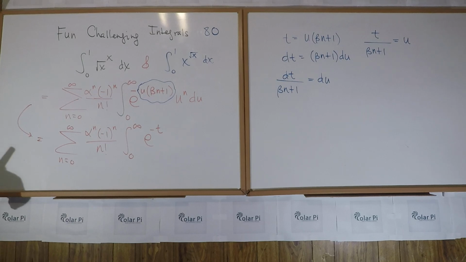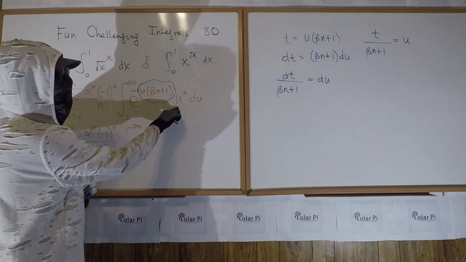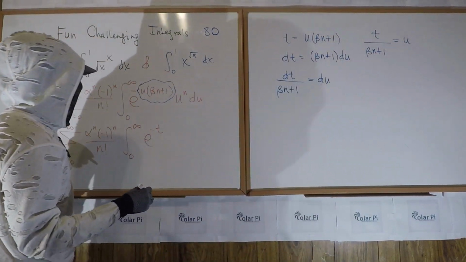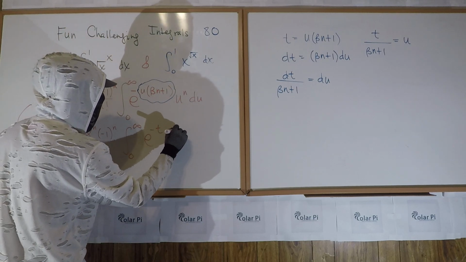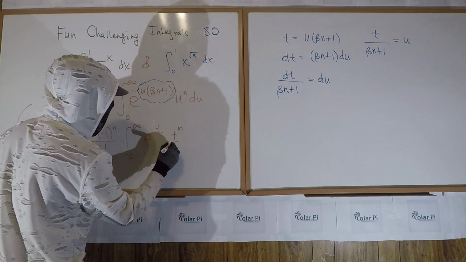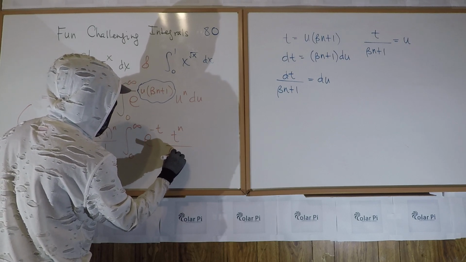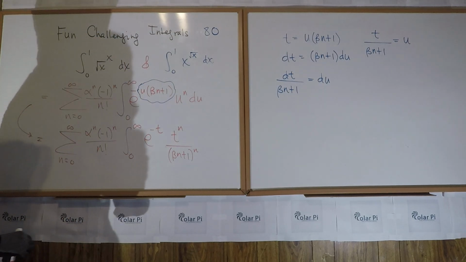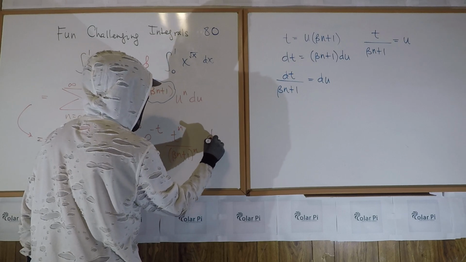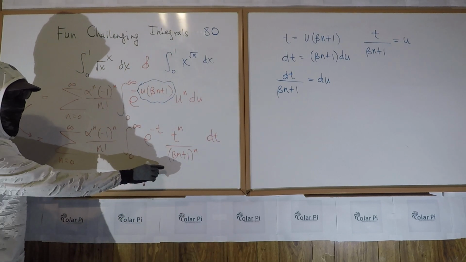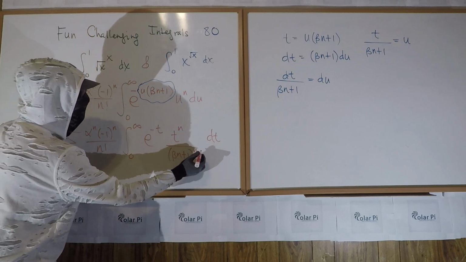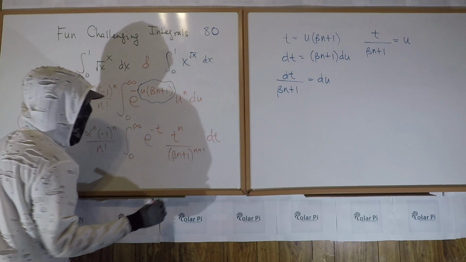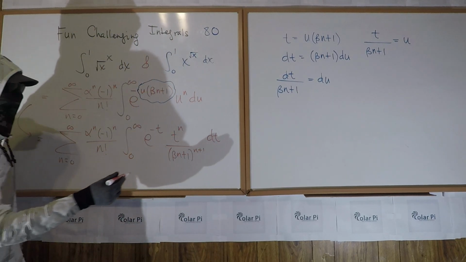E to the minus t, and u to the n is going to become t to the n divided by beta n plus 1 to the n, right? Okay, that's u to the n. And then du is dt divided by beta n plus 1. But I already have a beta n plus 1 right here. So multiplying this by beta n plus 1, that is the same as just going plus 1 like that. Yeah? Okay, so almost done.